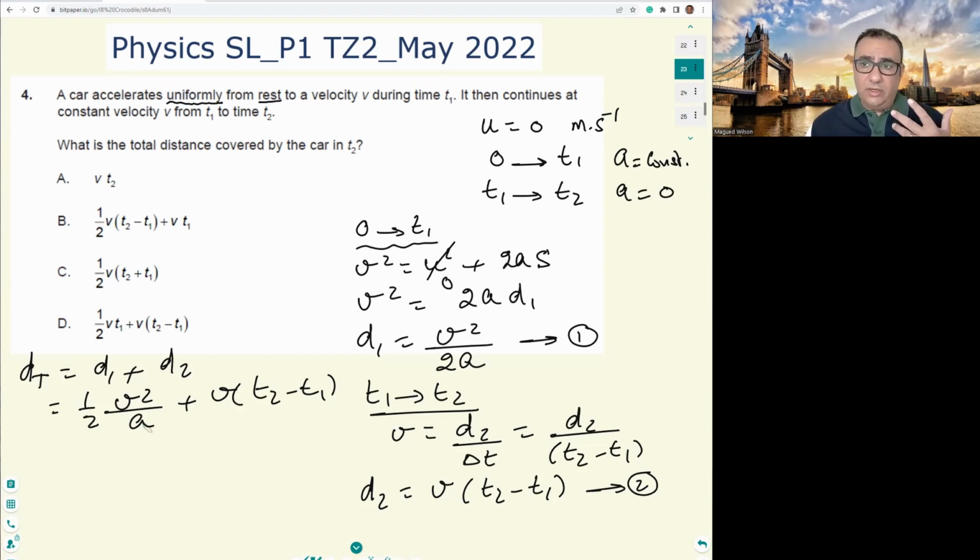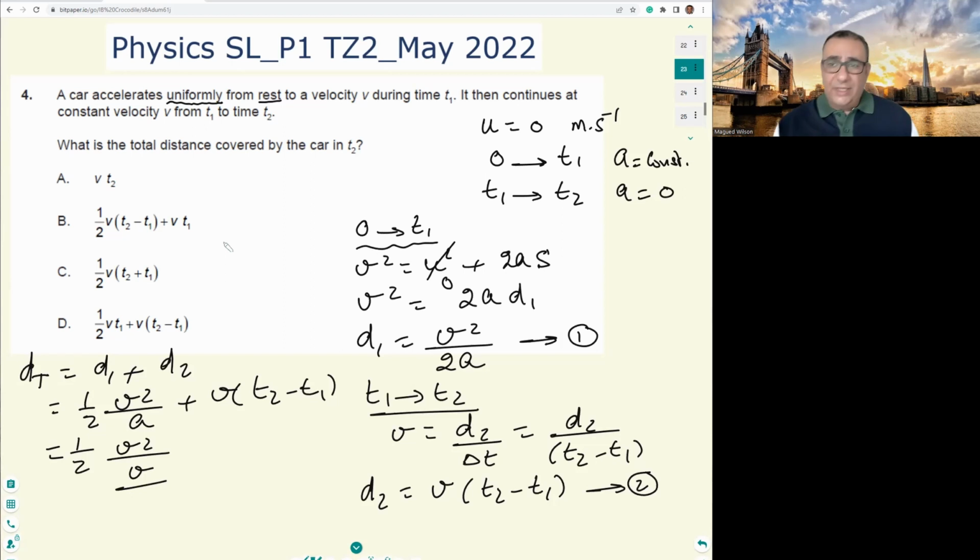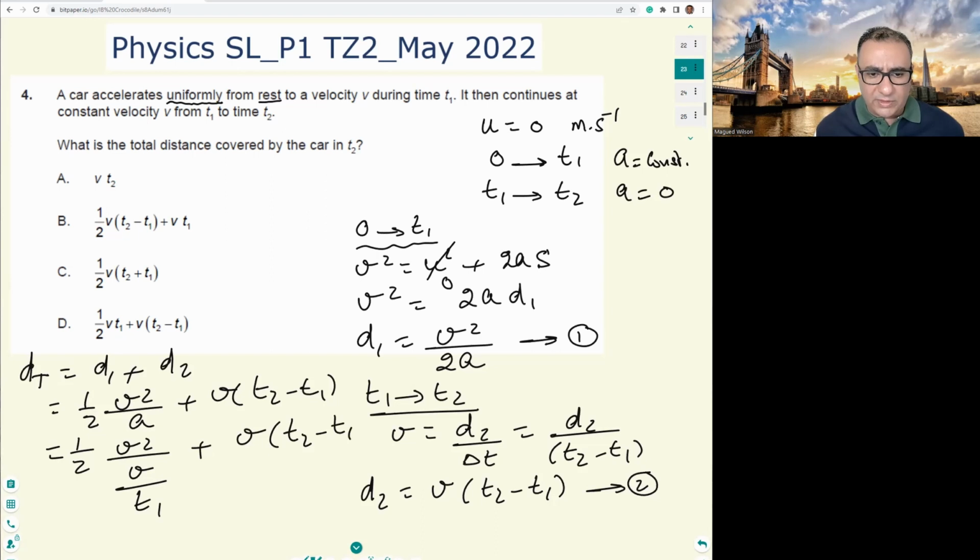So I have to try to express acceleration in terms of v and t. From the definition, acceleration is delta v over delta t. So we can say this is 1/2 v squared divided by v over t. Now v is the final velocity, so from 0 to v, this is delta v. And delta t is going to be t1 in this case, because from 0 to t1, delta t is just t1. And then the second part here is v multiplied by t2 minus t1.